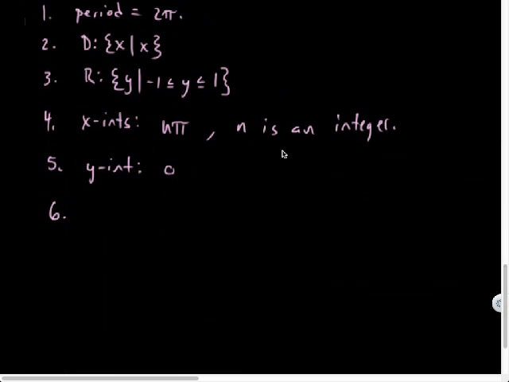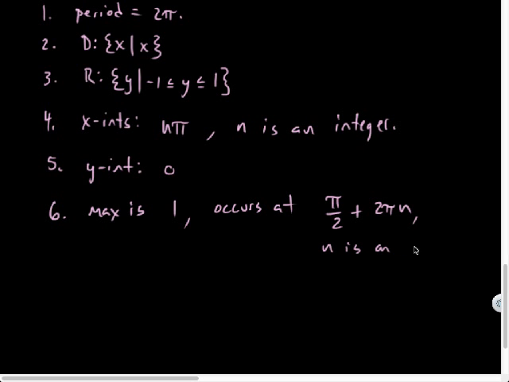So the max is 1 and occurs at pi over 2 plus 2 pi n, right? Where n is an integer. Right, so if I just keep adding 2 pi's or multiples of 2 pi to that, that's going to give me all the maximum locations.